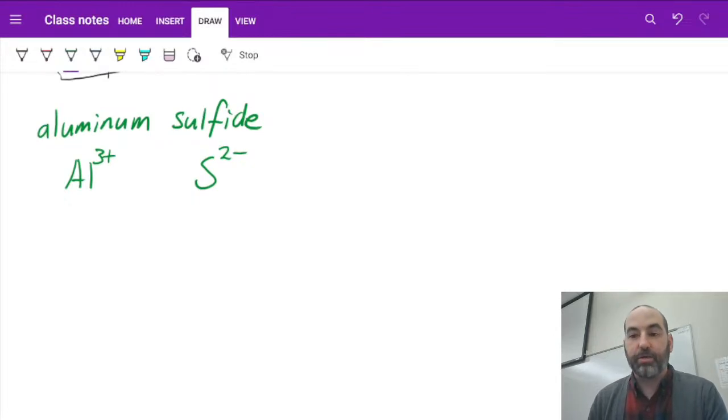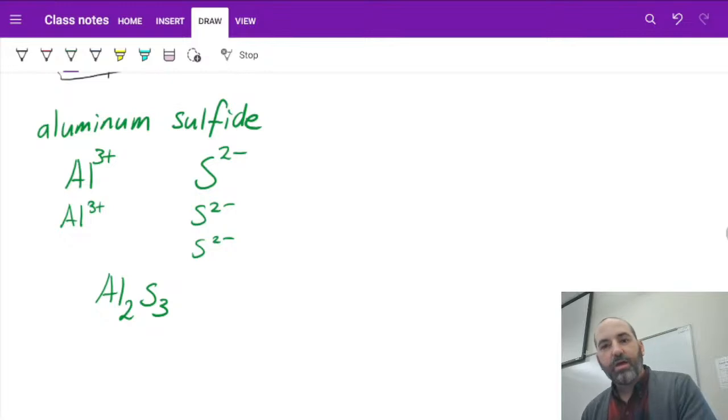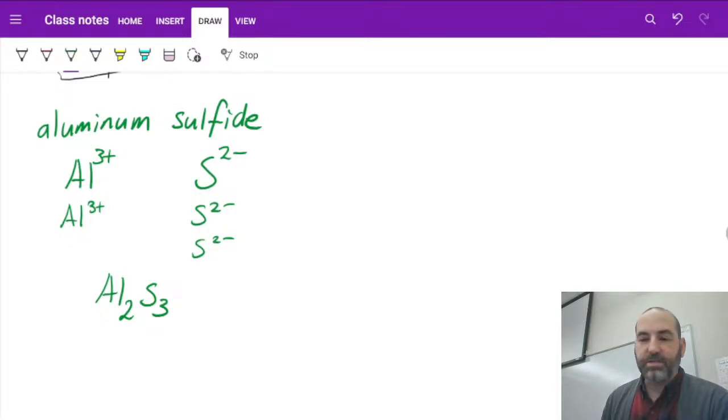Now you might see that's a little bit trickier with this than it was with the previous examples, because we can't only change one of them, we have to change both of them. So we actually have to have 2 aluminums and 3 sulfides to get this to balance out, 6 plus and 6 minus. It's not enough to just change one or the other. So the formula of aluminum sulfide then would be Al2S3. All right, so for these types of atoms, this is what I would like you to be able to do: look at a name, find the symbols, look up the charges on the periodic table, and then write a balanced formula.